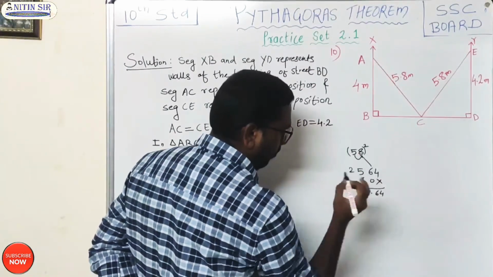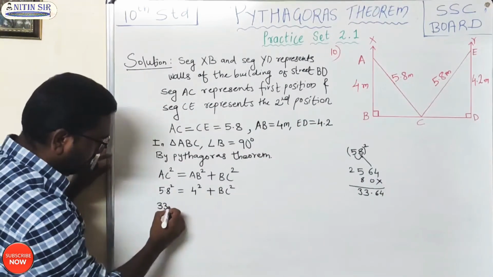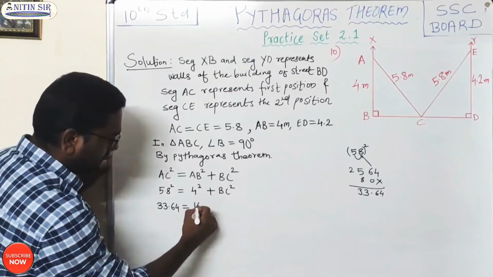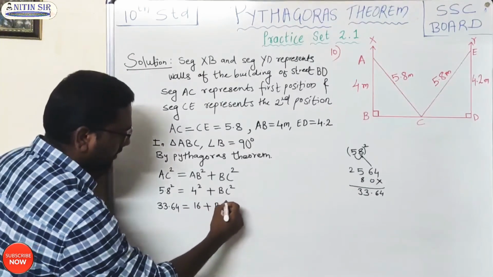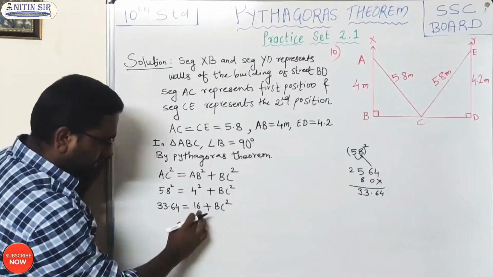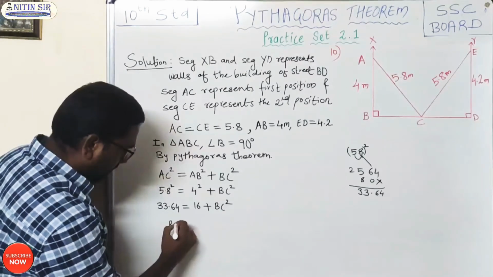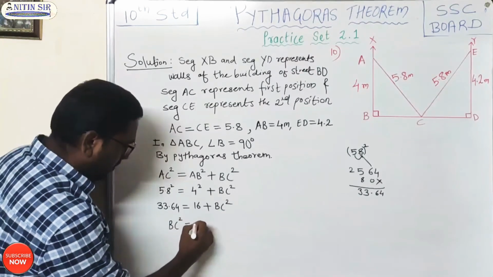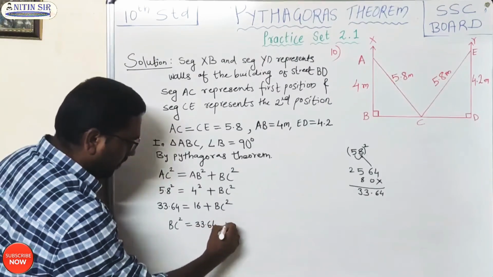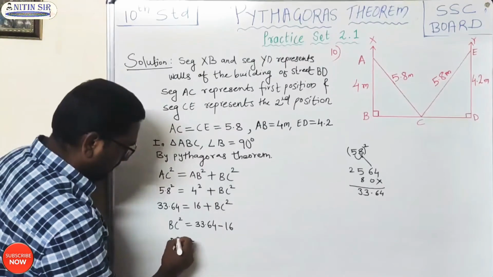What we will do? We'll put 2 decimal places. So it will become 33.64 equals to 4 ka square is 16 plus BC square. Now what we'll do? 16 will go to this side, it will become minus. So BC square is equal to 33.64 minus 16. This is equal to BC square.